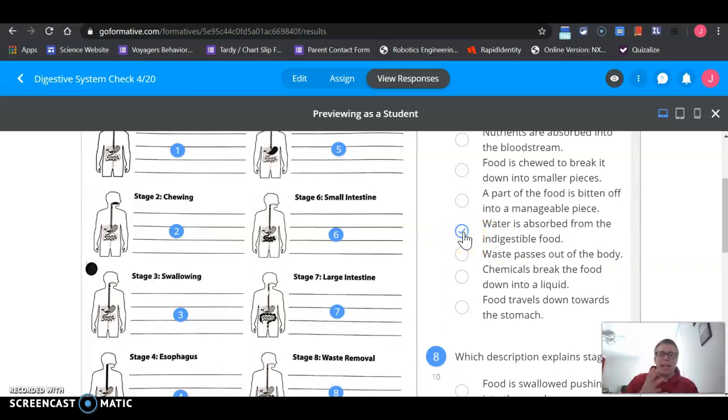So water, that indigestible food that your body just couldn't break down into nutrients to be used, water is going to be absorbed from that food for your body to then be able to use.